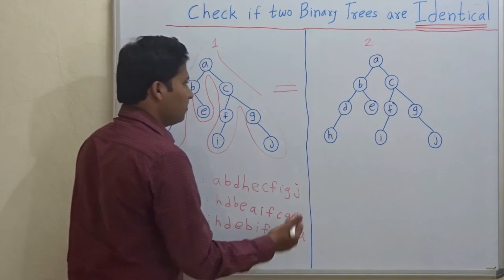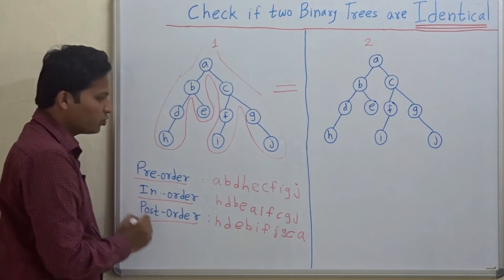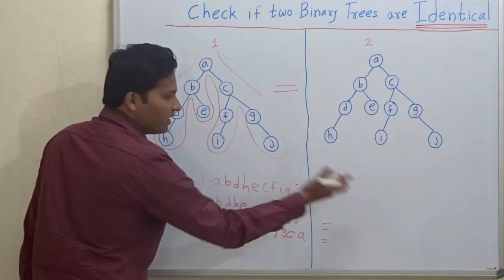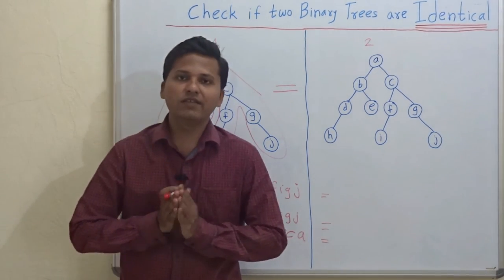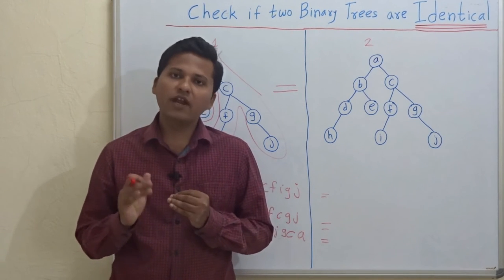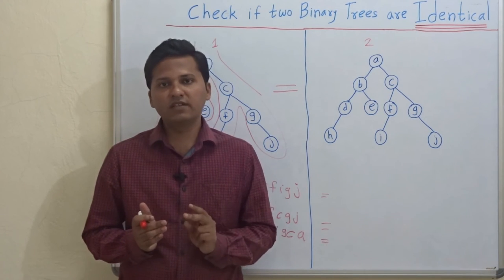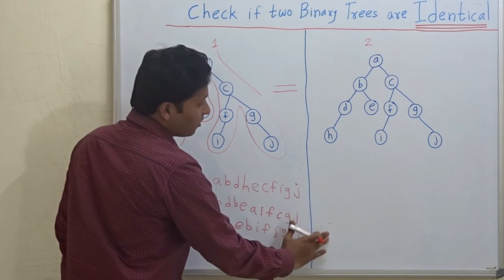And as these two trees are similar, the preorder, inorder and postorder traversal will be the same for both. So for two binary trees, if their preorder, inorder and postorder traversals are same, then those two binary trees are identical. So let's see an example in which they are not identical.